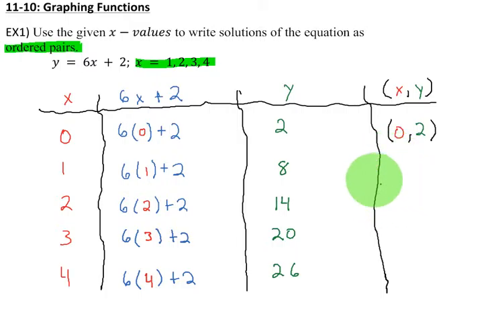Now, one thing I want to note, when you're writing your ordered pairs out, your x value always comes first. Your y value always comes second. And what you'll start to see is, when you use different values for x, you can find out what the outputs are.